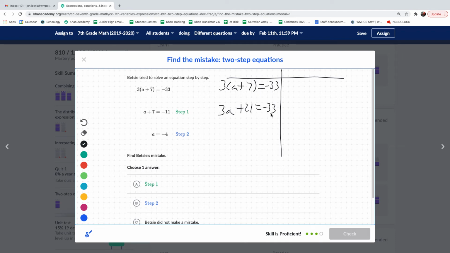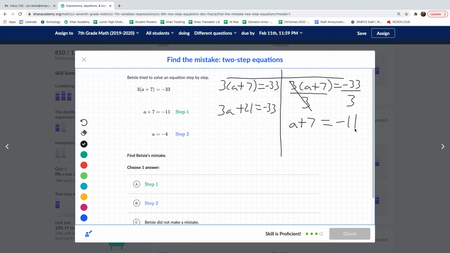So let's try the alternate method. We have the same problem. And our alternate way was, instead of multiplying by the parentheses, we're going to divide both sides by 3. When I do, I get A plus 7, because that cancels out, equals negative 11. All right? So that happens to match that step. So Betsy and we are all doing the same thing.